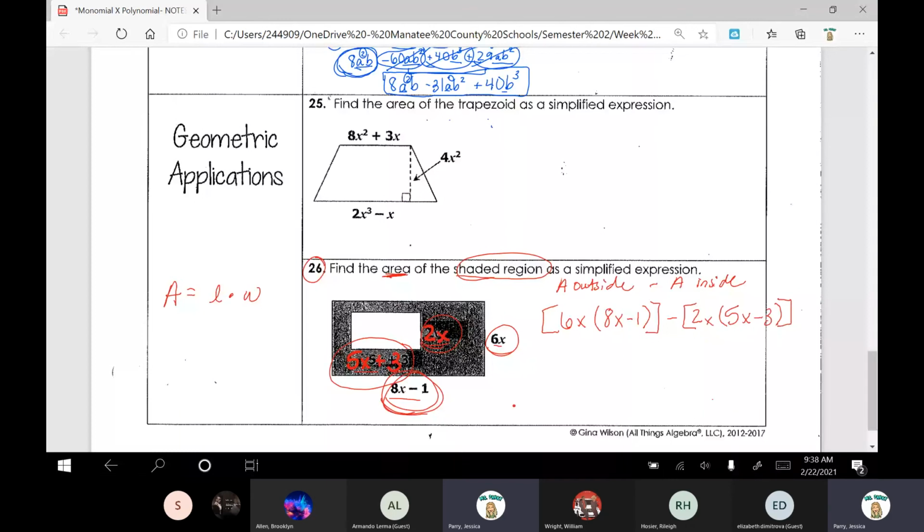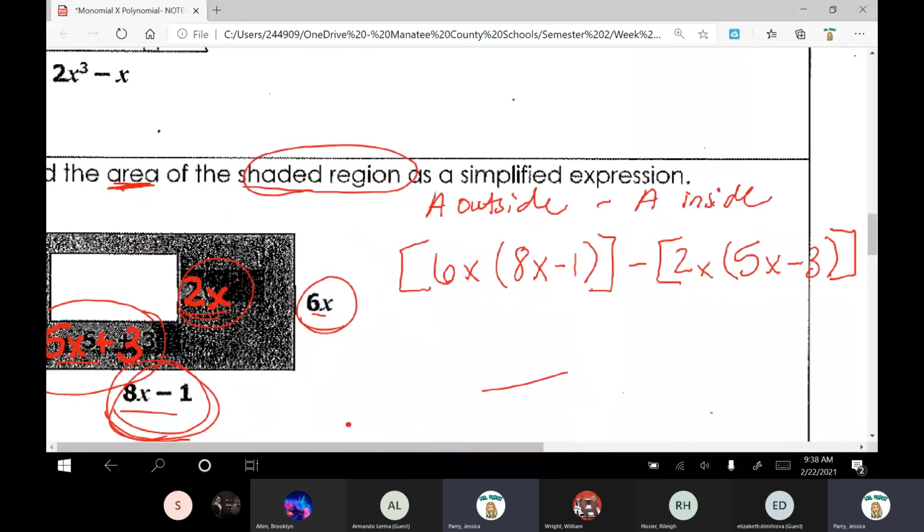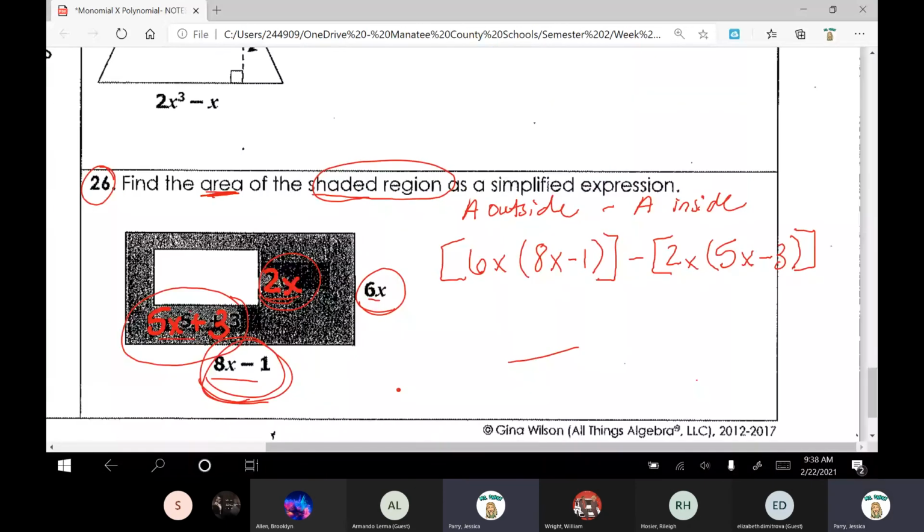Let's go ahead and do our first set of distributing. I'm gonna zoom in so we can see better. So our 6x times here, distribute. 6x times 8x. 6 times 8 is 48. X times x, add the exponents, so it's now a power of 2. And then our 6x times negative 1. Multiply your numbers. 6 times negative 1 is negative 6. And then just bring down that variable x. Okay, so this is simplified. Bring down the minus sign.